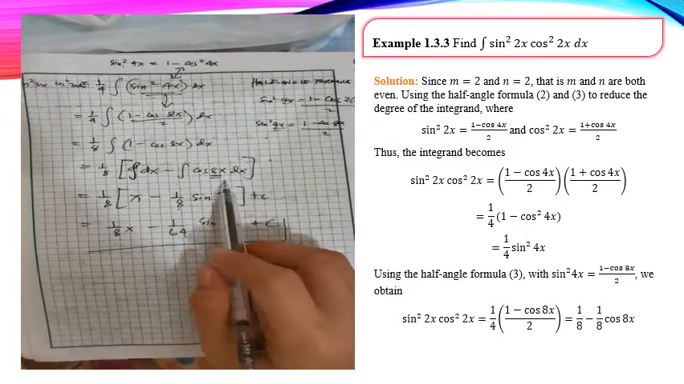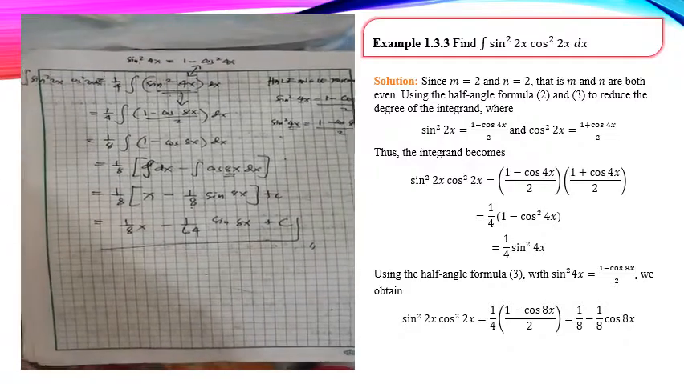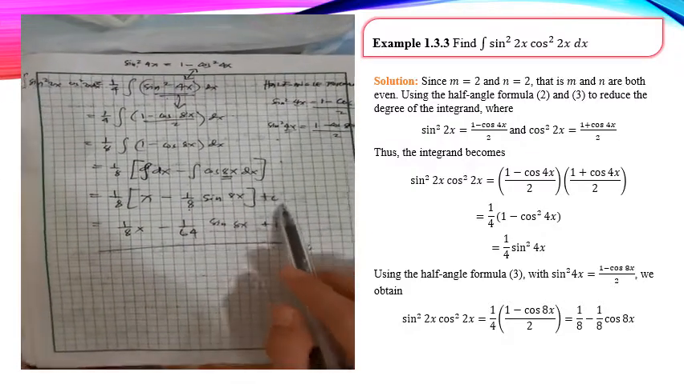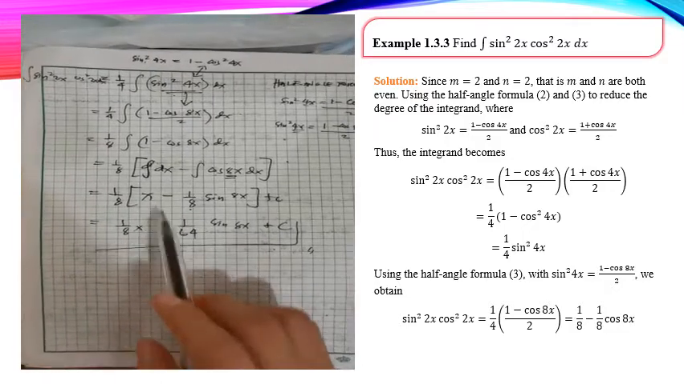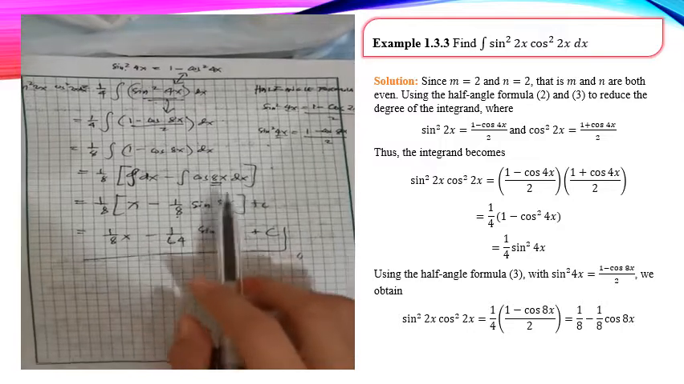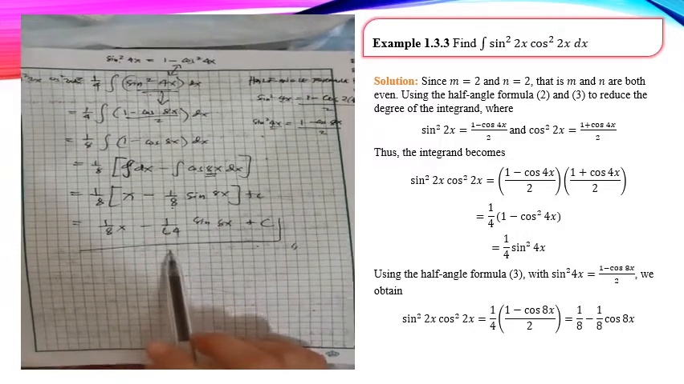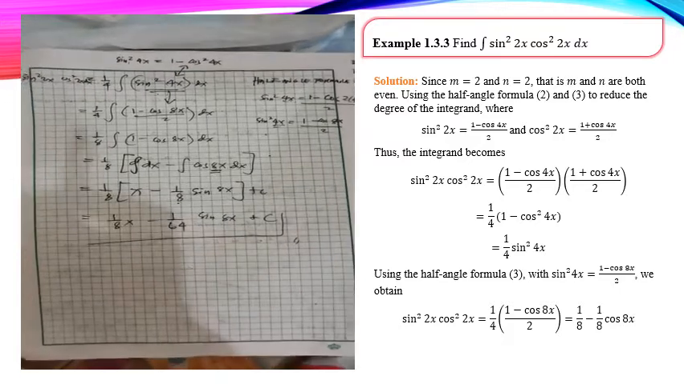Pwede din natin gamitin dito yung substitution, pero ito yung isang technique. Okay. And then, 1 over 8 sine 8x plus c. So, distribute natin si 1/8. So, 1 over 8 times x is 1 over 8x. 1 over 8 times negative 1 over 8 times sine 8x is negative 1 over 64 sine 8x plus c.